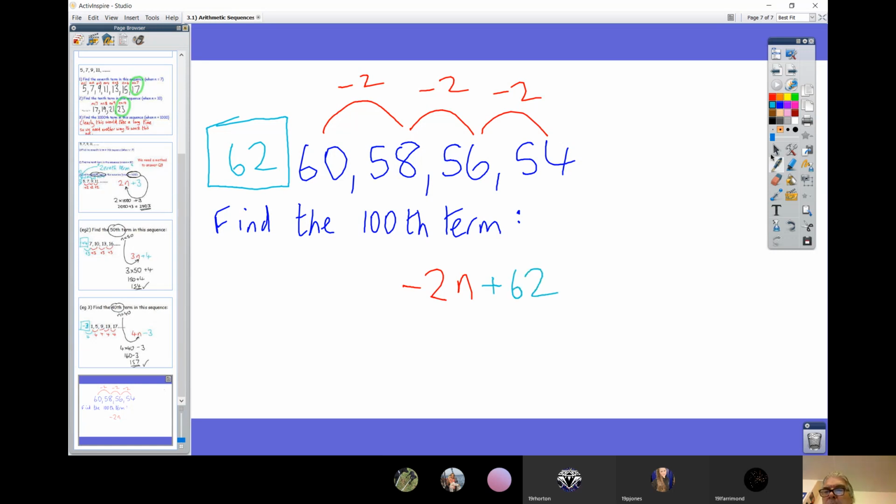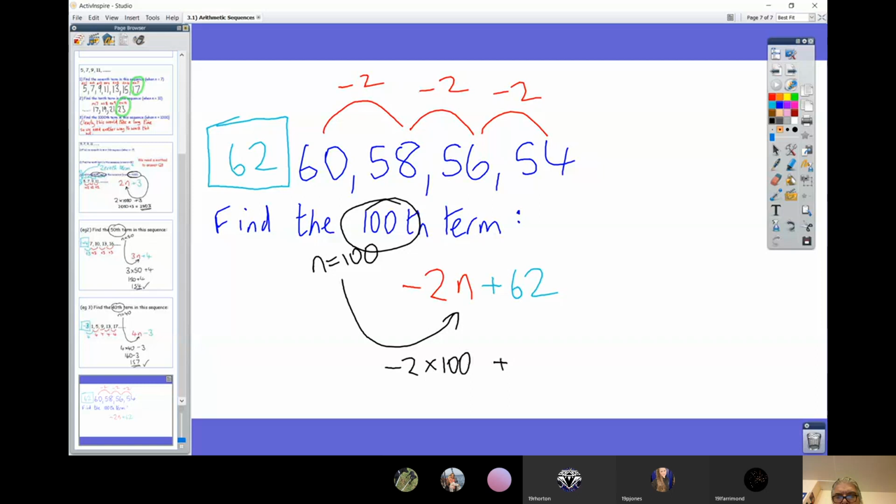So we're working out the 100th term, so n equals 100. Pop 100 into our expression, minus 2 times 100, and whatever we get there, we're going to add on 62. So we've got minus 200, adding on 62, and I think that's minus 138.